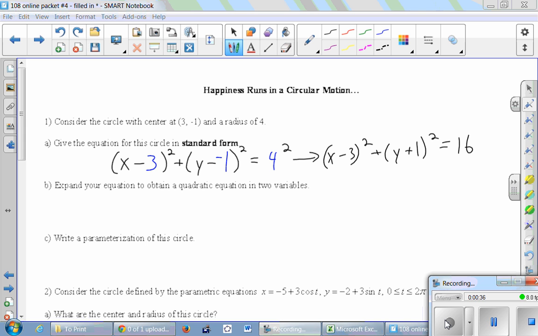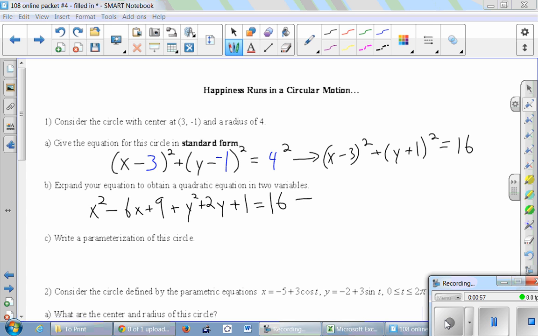Expand your equation to obtain a quadratic equation in 2 variables. Okay, so we're taking x minus 3 and foiling it. x^2 - 6x + 9, plus, same thing with the y plus 1. So that is a quadratic equation in 2 variables. I mean, it's fine as it is.